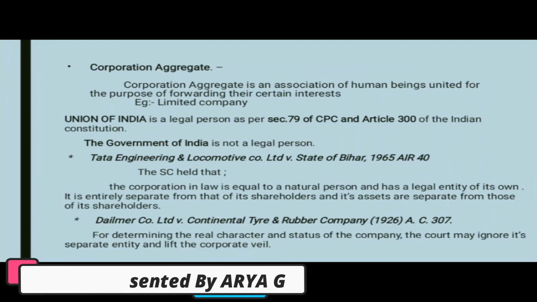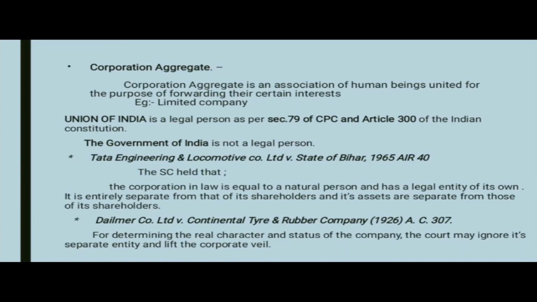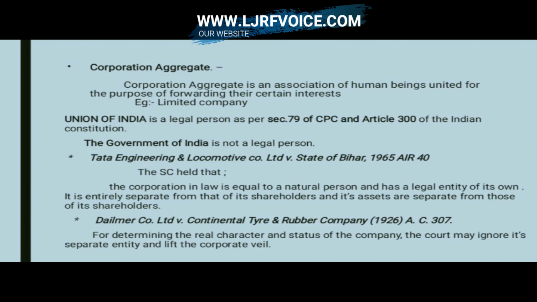The next one is Daimler Company Limited versus Continental Tyre and Rubber Company, a 1916 case. Here the court held that for determining the real character and status of the company, the court may ignore its separate entity and lift the corporate veil. Corporate veil means looking behind the corporate entity and taking action wherever a violation occurs. That is about corporation aggregate.